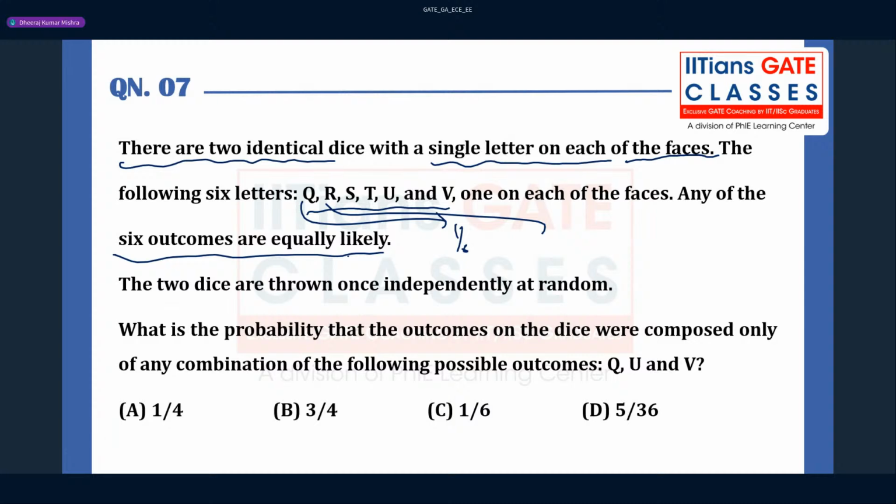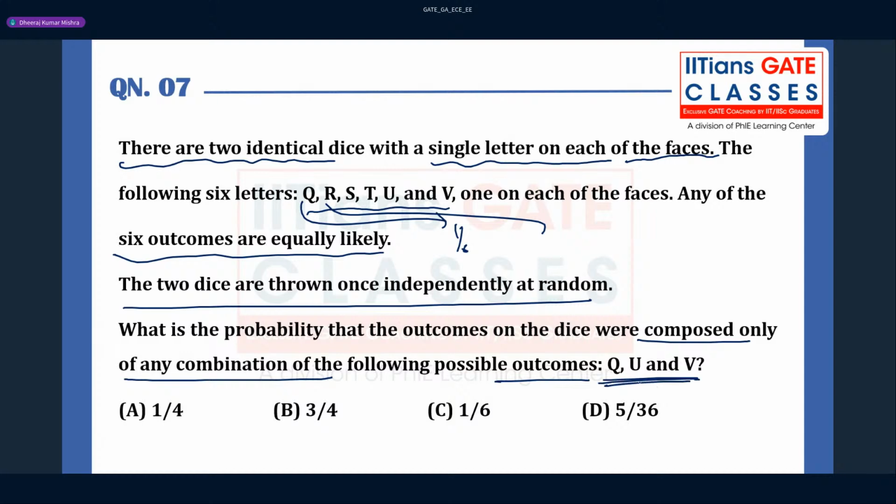The 2 dice are thrown once independently at random. Okay, so if you're doing some experiments, that is going to be independent. Now what is the probability that the outcome on the dice were composed only of any combination of the following possible outcomes, QUV? It's a very good question. You can see QUV. So what they are asking is, what is the probability that the outcome on the dice were composed only of any combination of the following possible outcomes QUV?